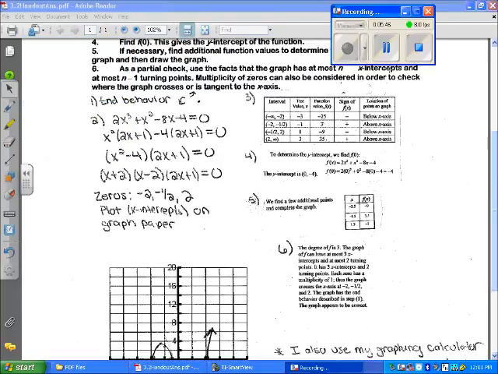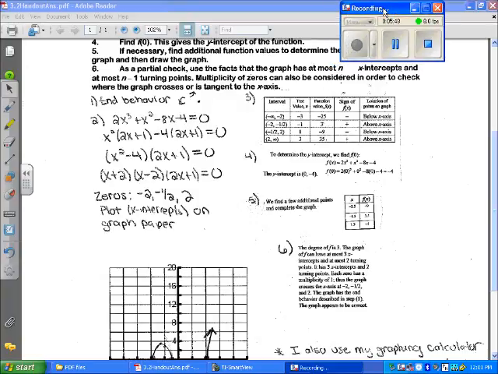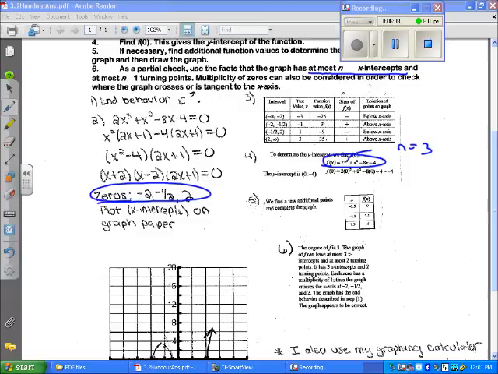Okay, now let's go to step 6. As a partial check, use the fact that the graph has at most n x-intercepts. So again, here's our function that's written above there. n is 3. So it should have at most 3 x-intercepts. And if you look here, you actually do have 3 x-intercepts.